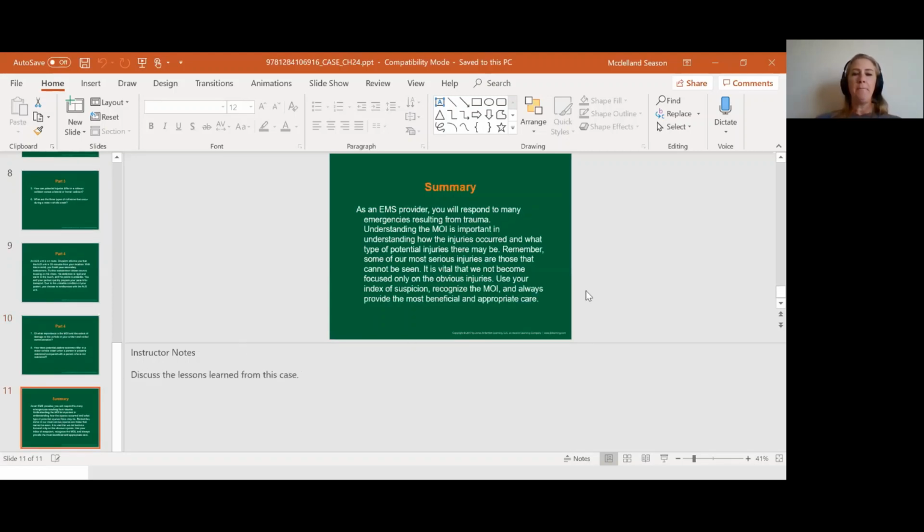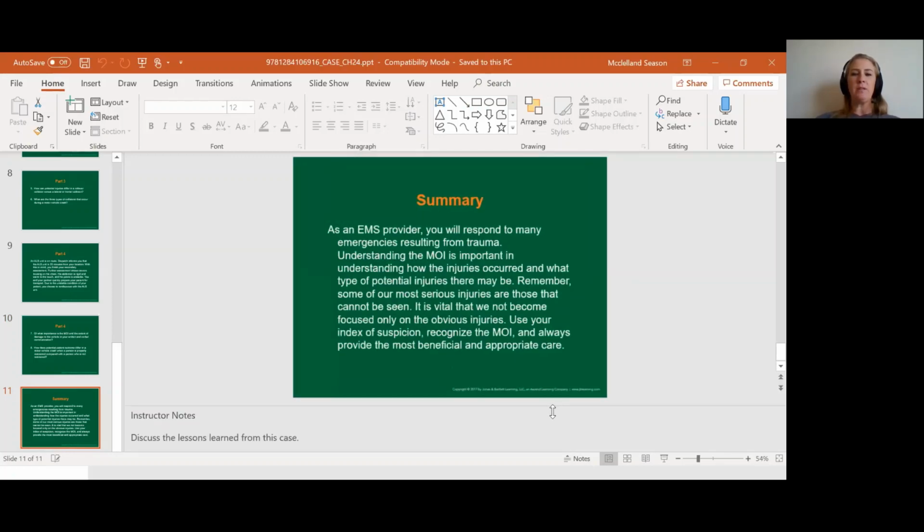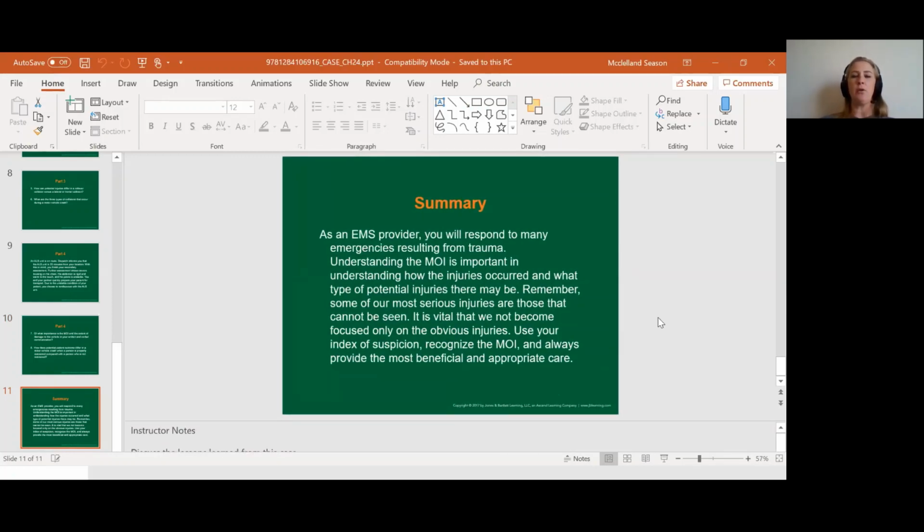Our summary. As an EMS provider, you will respond to many emergencies resulting from trauma. Understanding the MUI is important in understanding how the injuries occurred and what type of potential injuries there may be. Remember, some of our most serious injuries are those that cannot be seen. It is vital that we not become focused only on the obvious injuries. Use your index of suspicion, recognize the MUI, and always provide the most beneficial and appropriate care.